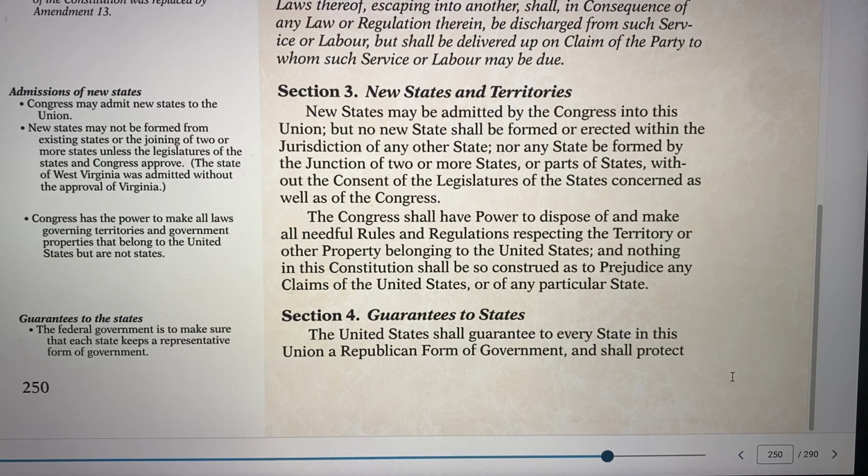Guarantees to the states. The federal government is to make sure that each state keeps a representative form of government. All the states, all their state governments are representative governments. That means they have the same type of form as the national government. So they all have representatives. They can't just say, well, my state is a communist state. They can't do that.